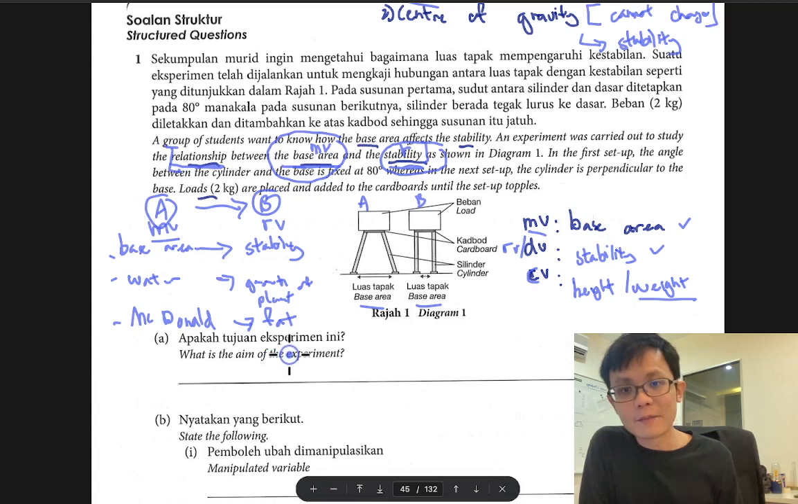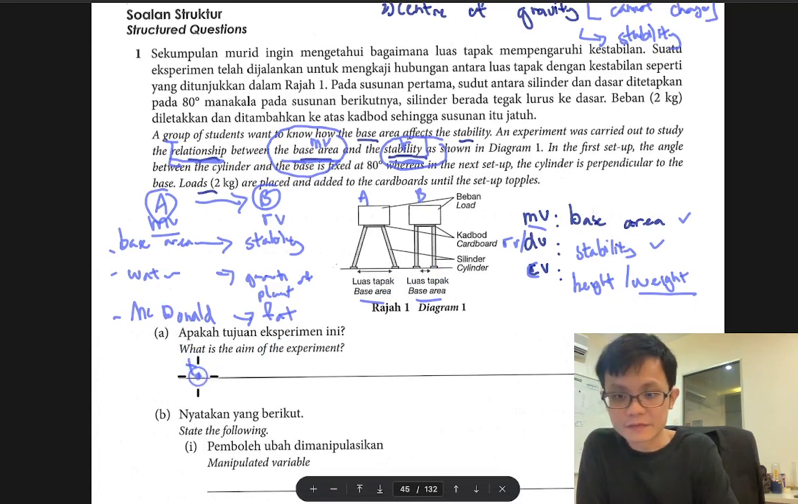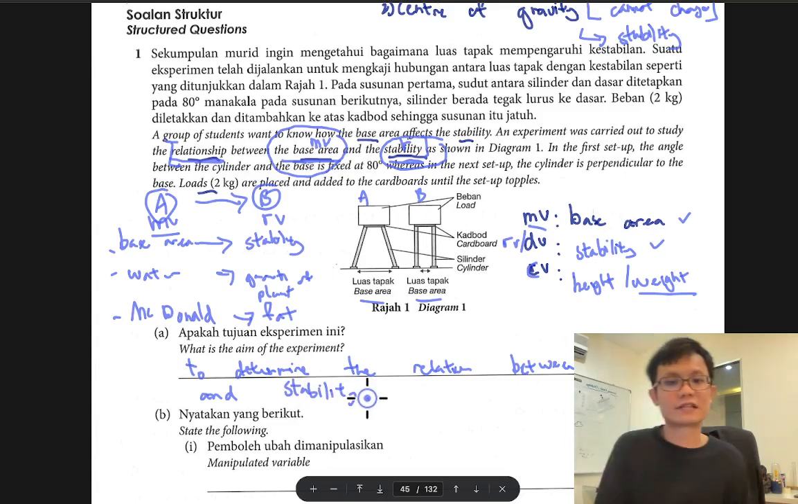What is the aim of the experiment? So the aim of the experiment is to determine the relationship between what? Base area and stability. Base area and stability. So I want to ask you a question.